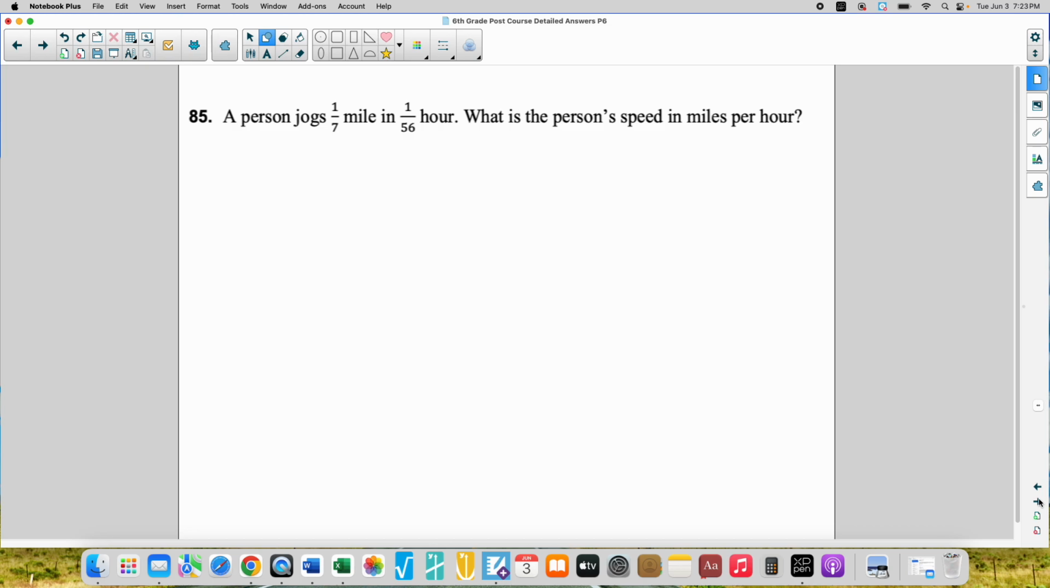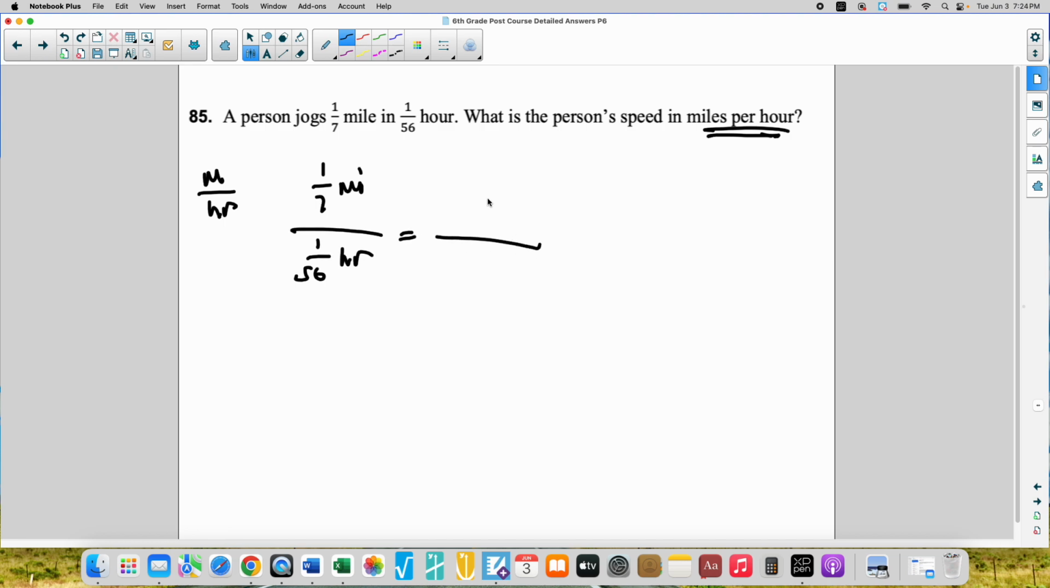A person jogs 1/7 of a mile in 1/56 of an hour. What is the person's speed in miles per hour? Okay, so we're going to create a 1/7, and we're in miles per hour. This is important. So we have miles per hour. So miles is going to go in the numerator. Hours is going to go in the denominator. And we want to know, hey, how many miles per 1 hour? So we can use cross product here.